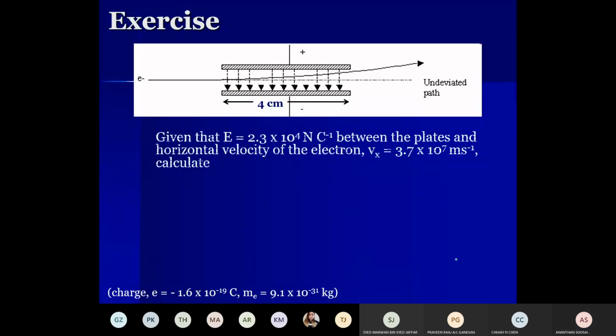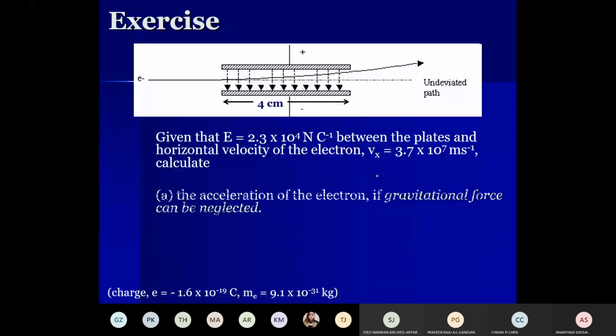First, given that the electric field is 2.3 times 10 to the power 4 Newton per coulomb within the plates, the horizontal velocity of the electron is 3.7 times 10 to the power 7. The electron was fired into the electric field horizontally. Okay, recall back your projectile knowledge. First question: the acceleration of the electron, if gravitation force can be neglected. Okay, please give me the answer.